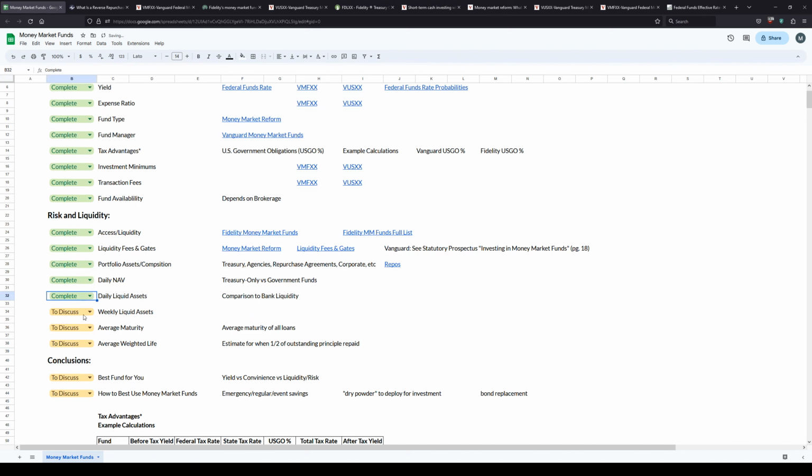All right, so weekly liquid assets and daily liquid assets we covered. The last thing I want to talk about for money market funds on risk and liquidity is the average maturity and average weighted life. So average maturity, like the name implies, is effectively the average maturity of all the loans, or on average, how long does it take for all the assets to become liquid again as cash? Average weighted life is a variant of this metric, and it's effectively an estimate for when half of the outstanding principal will be repaid. So effectively thinking about all the investments in the money market fund, it's how long until half of that matures and becomes cash.